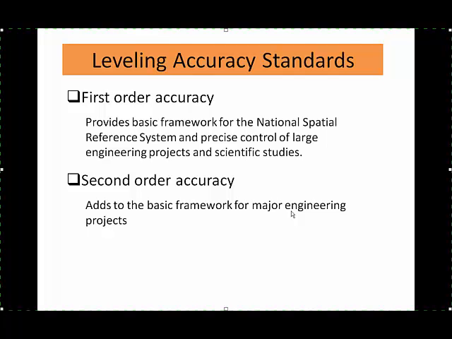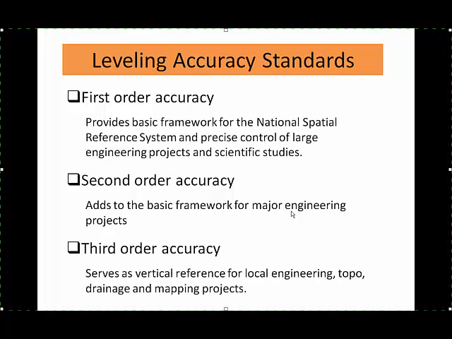Second order accuracy benchmarks are those that add to the basic framework for major engineering projects. The majority of benchmarks that you will interact with are third order accuracy, and these serve as a vertical reference for local engineering projects, topographic surveys, drainage surveys, and mapping projects. So the majority of benchmarks that you will encounter are third order benchmarks. You will then come across some that are second order accuracy, but the ones that you will encounter the least are first order accuracy benchmarks. This is the smallest fraction of benchmarks.